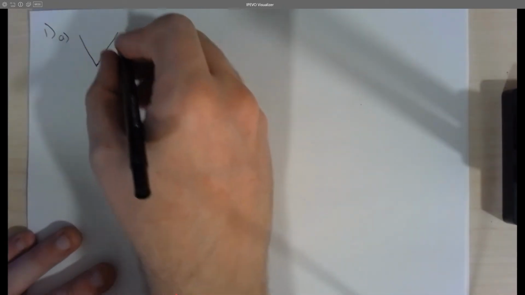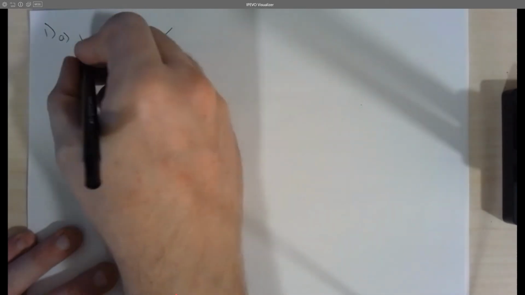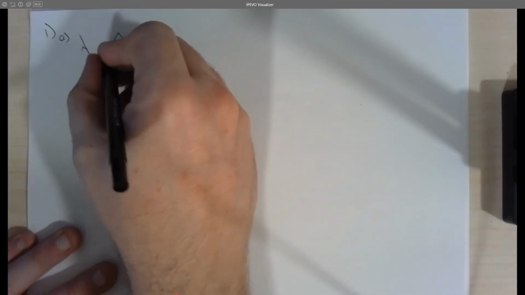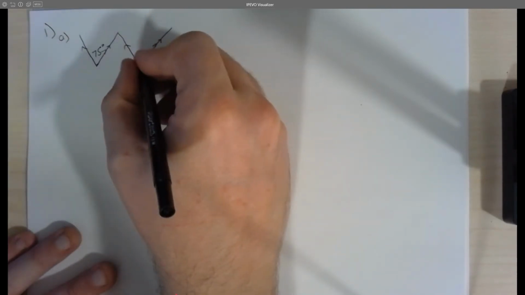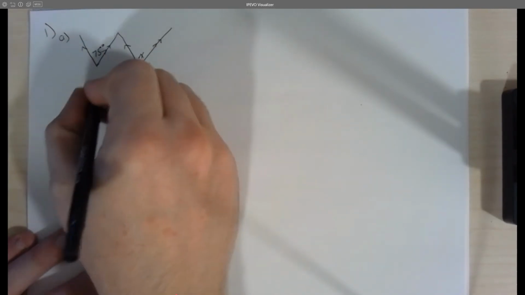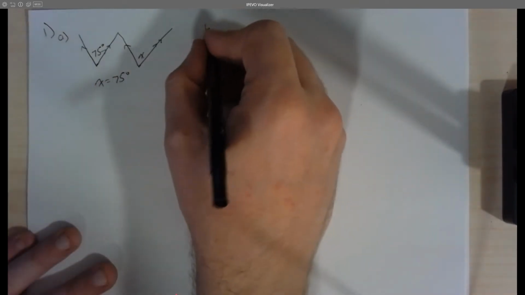1A and 1B were asked to solve for the missing angle x in each of the particular questions. The first one, 1A, should hopefully be nice and easy. They're basically the exact same mirrored shape. And so because these are parallel, if this is 75 degrees, then this angle x also has to equal the same thing, 75 degrees.